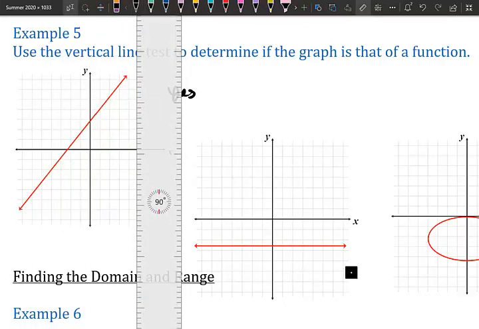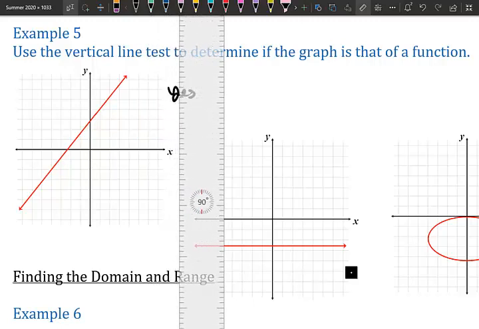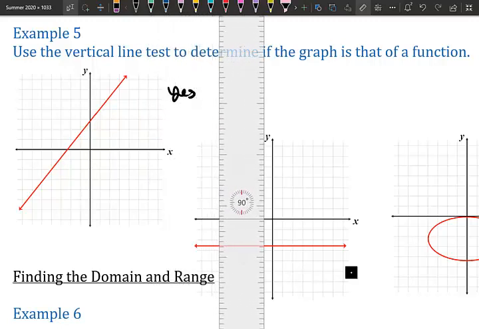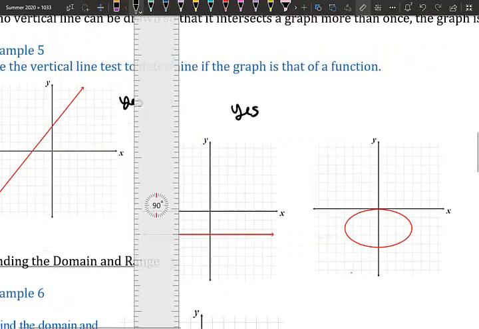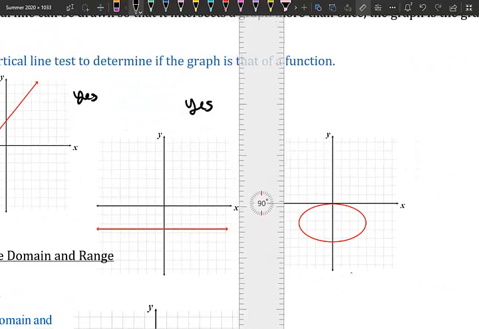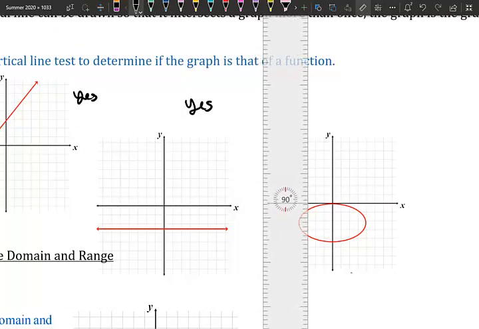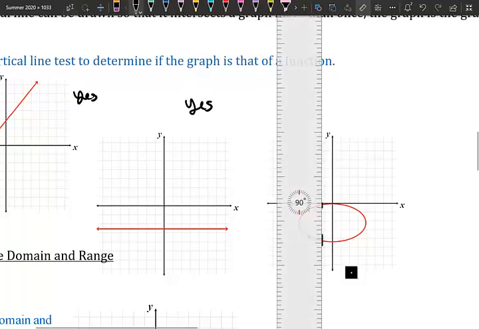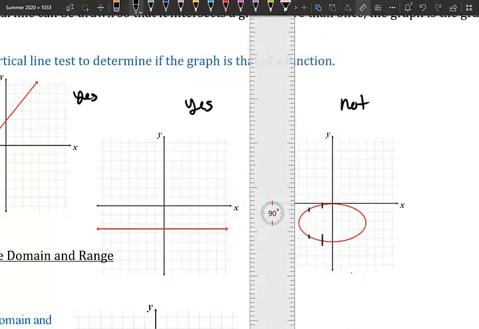I would do the same thing to the next one. So as my ruler goes across the red graph, you see how it only touches it once at a time? So yes, this is a function. It's a weird function, but it is a function. Alright, last we have our circle. So see how I go across the circle and it's touching the red twice? Here, here, I mean literally everywhere. It's touching it twice. This is not a function.